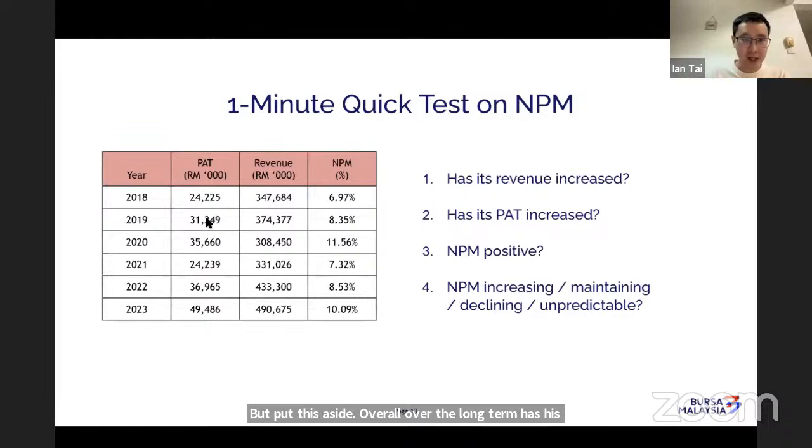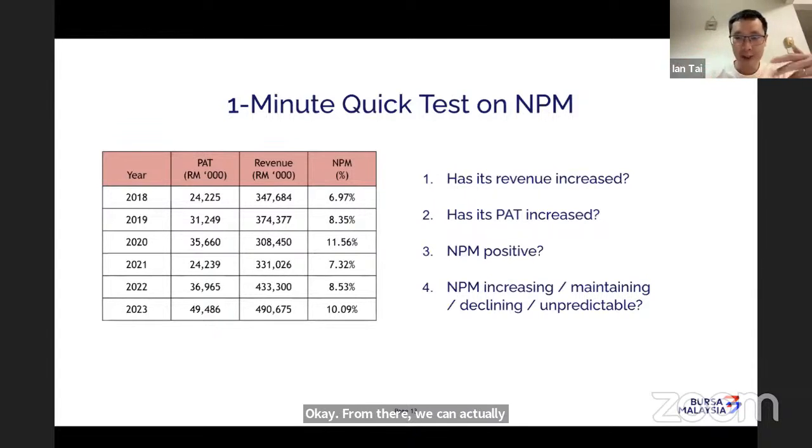Number two, has its profit after tax increased? Number three, in terms of net profit margin, this is the pattern that we see. Is it positive? Is it growing or is it declining? So all these things, answer this, okay? From there, we can actually see a certain kind of result.